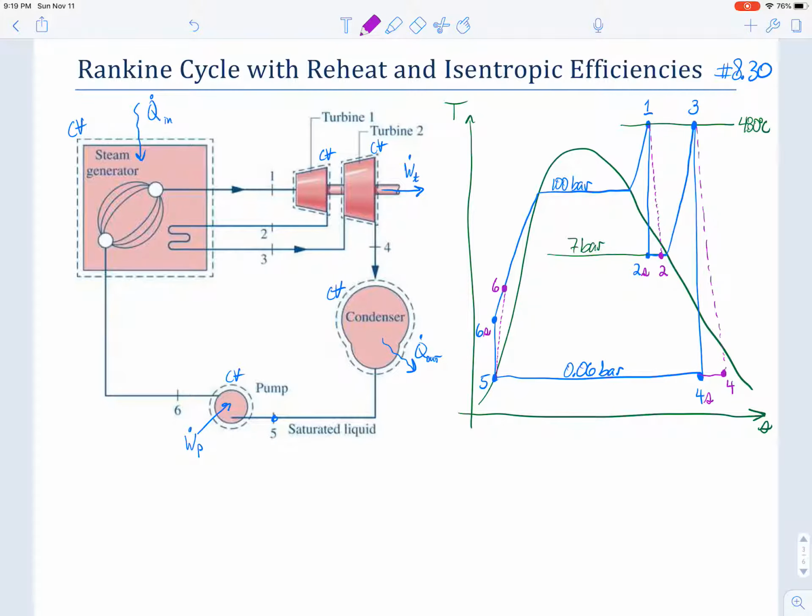Now at this point, I don't know that state 2s or 2 is in the two-phase region. I also don't know that state 4s and 4 are in the two-phase region. So I've drawn with a little bit of foreknowledge here. It could be that your analysis shows in one of these it's in the superheated region, and that's okay. You just update as you have new information. But I think this is enough to get us started.